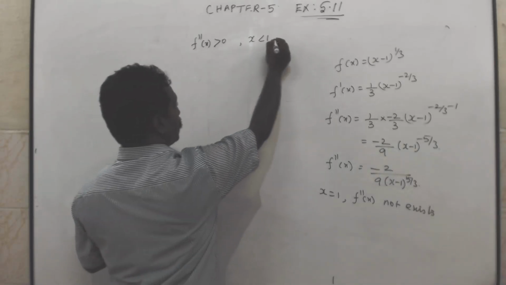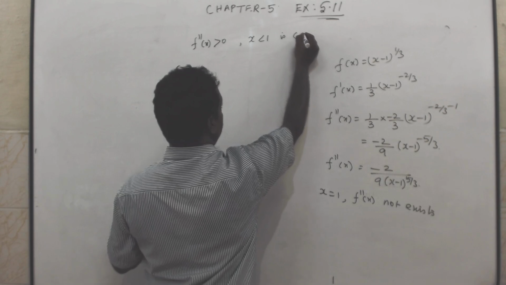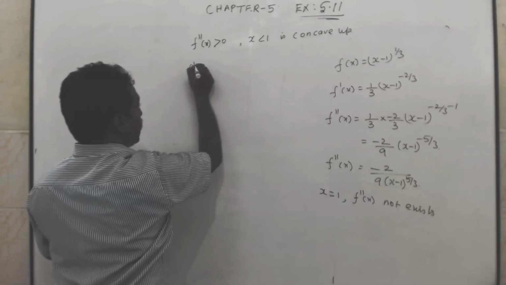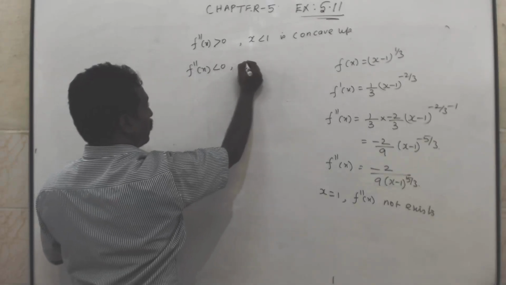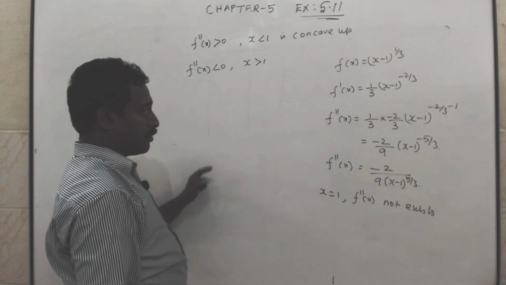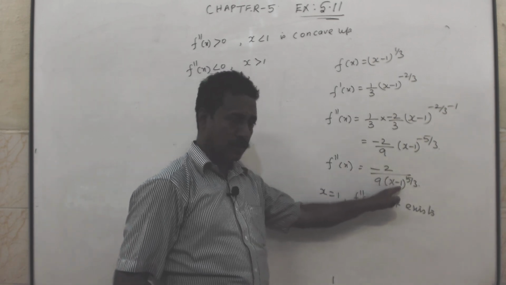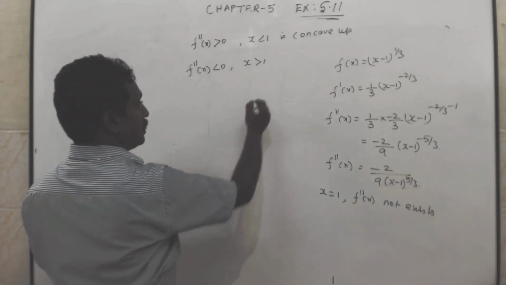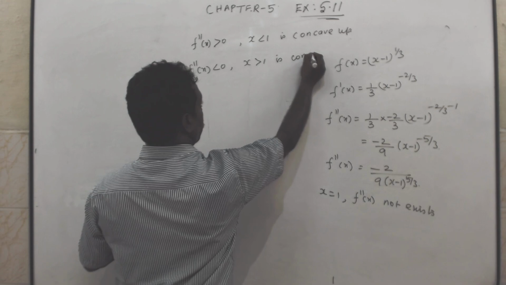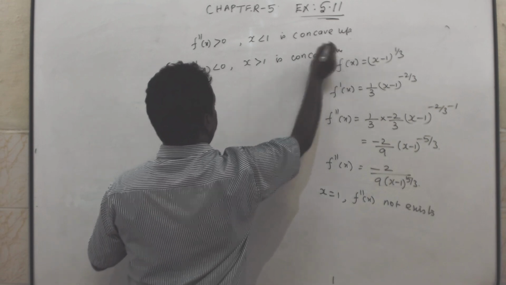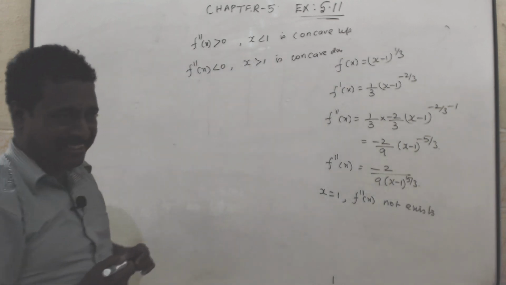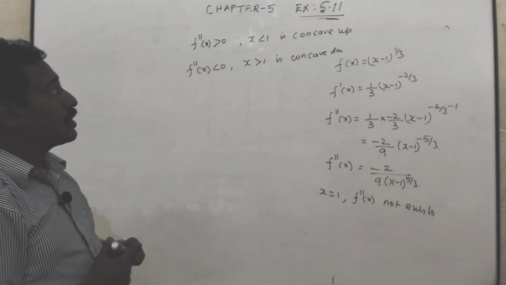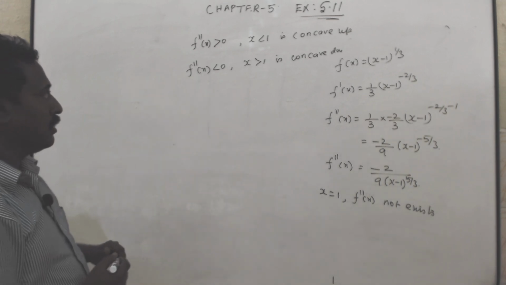So, x less than 1 is concave up. f double dash of x is less than 0 when x is greater than 1. Substitute x is equal to 2. 2 minus 1 is positive. Numerator negative, negative by positive is negative, so concave down. Listen carefully. When x is less than 1, f double dash of x is greater than 0. When x is greater than 1, f double dash of x is less than 0. So, concave up, then concave down.